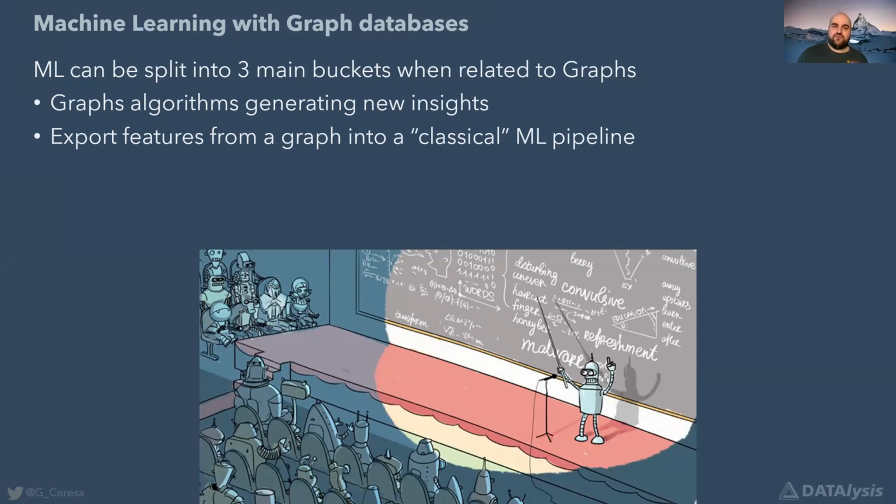A second approach would be, let's take the graph, export new features, and then I go back to my classical machine learning pipeline.